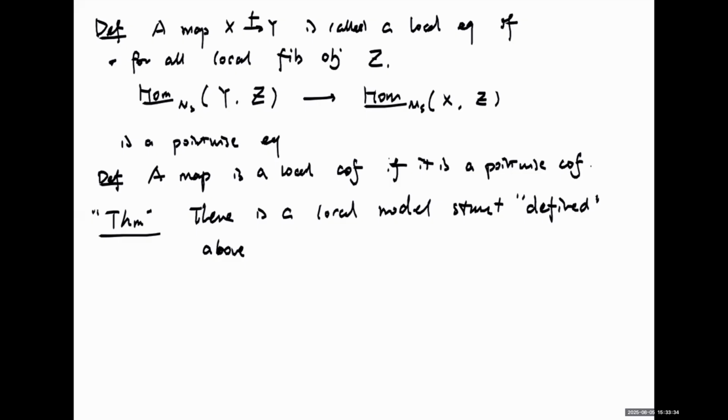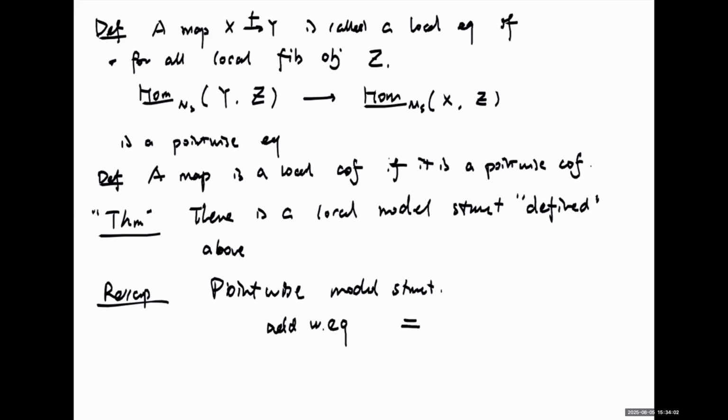Any questions about it? So let me recap it. We have the pointwise model structure. Then we add some weak equivalences. Then this is a local model structure.